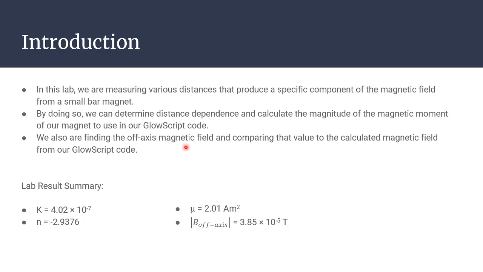And we're also finding the off-axis magnetic field and comparing that value to the calculated magnetic field from our Glowscript code. This is just a little summary of our results, which I'll get into later.